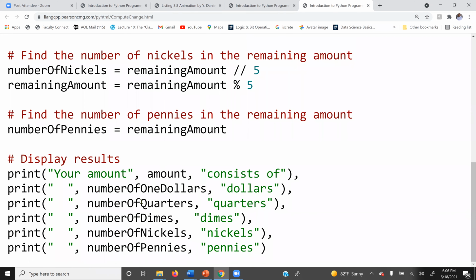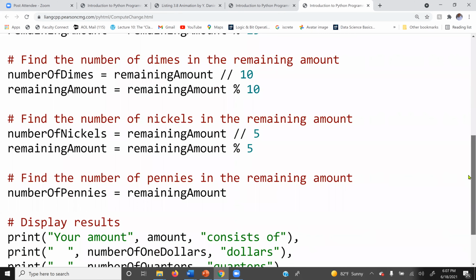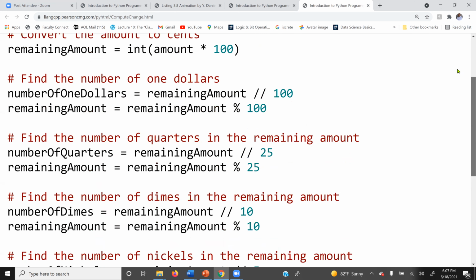Here we are going to print all of them because each variable has a name. For the number of dollars we have a variable, number of $1. We print that one. Number of quarters, number of dimes, number of nickels, so we print all of them. So that's how this program works. Let's do the animation.